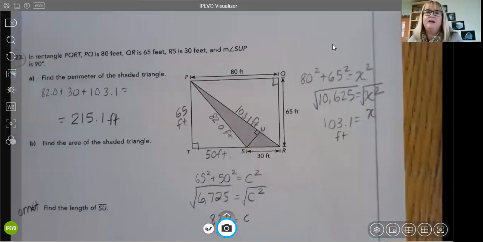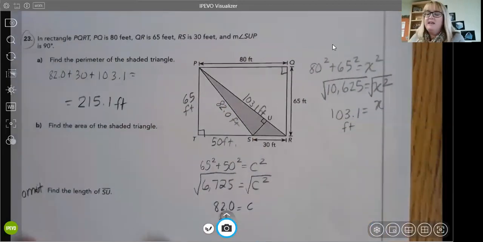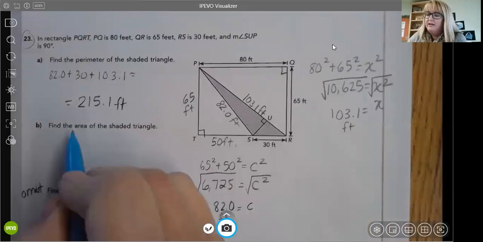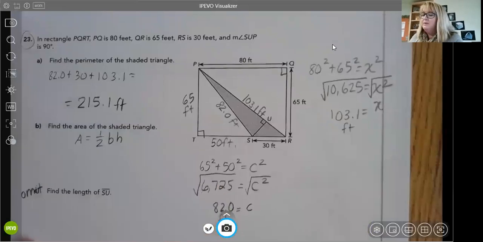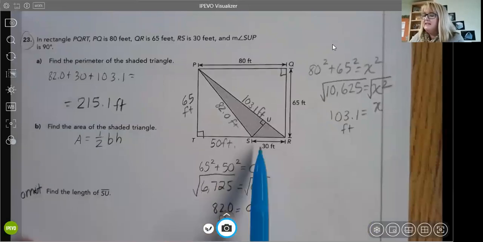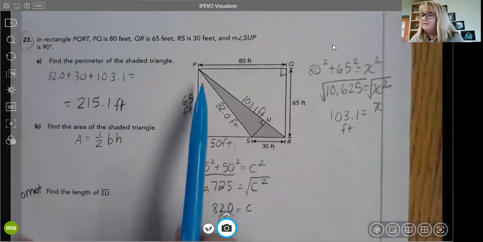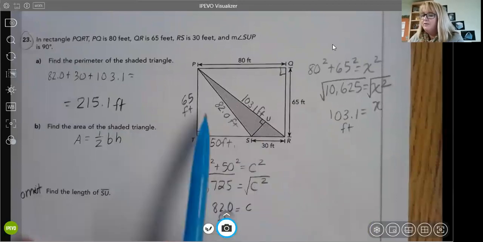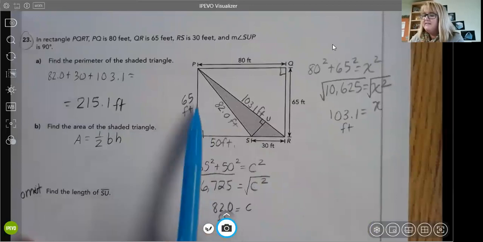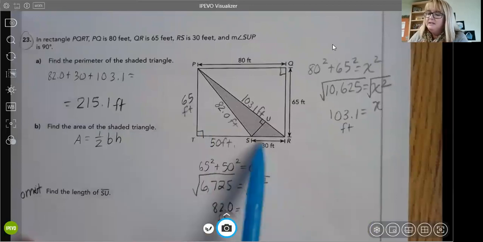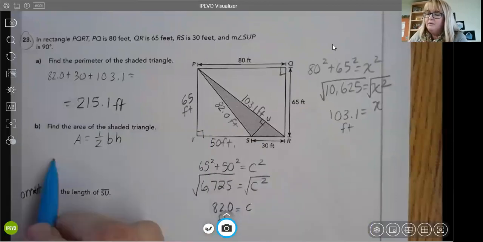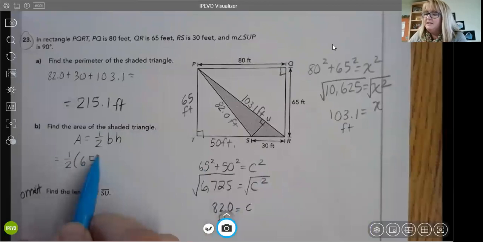Now it says to find the area of the shaded triangle. It doesn't matter what type of triangle it is. The area of a triangle is 1/2 the base times the height. So we got to figure out the base. This is the base of the triangle. The height is how far it is from the base. So if you look here, 65 feet is the height, 30 is the base. So we are going to do 1/2 times 65 times 30.